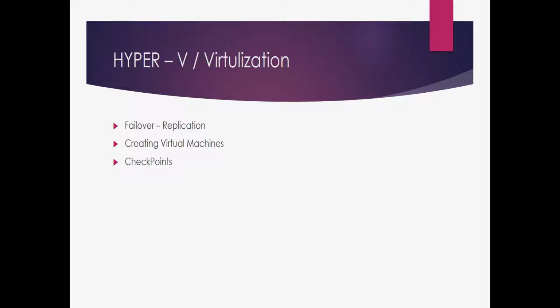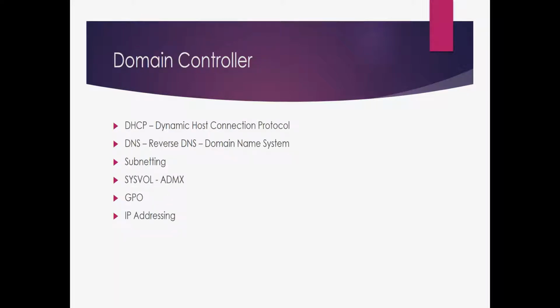So we're going to be discussing Hyper-V and virtualization. In the industry now, Hyper-V or virtualization is pretty much used across the board. It is the best way to go. It's the most cost-effective way to go. And to be honest with you, it's nice and easy. So we're going to be discussing what failover you can do with Hyper-V, what sort of replication you can do. We'll be creating virtual machines, discussing what checkpoints are used for, how they can be beneficial to you.